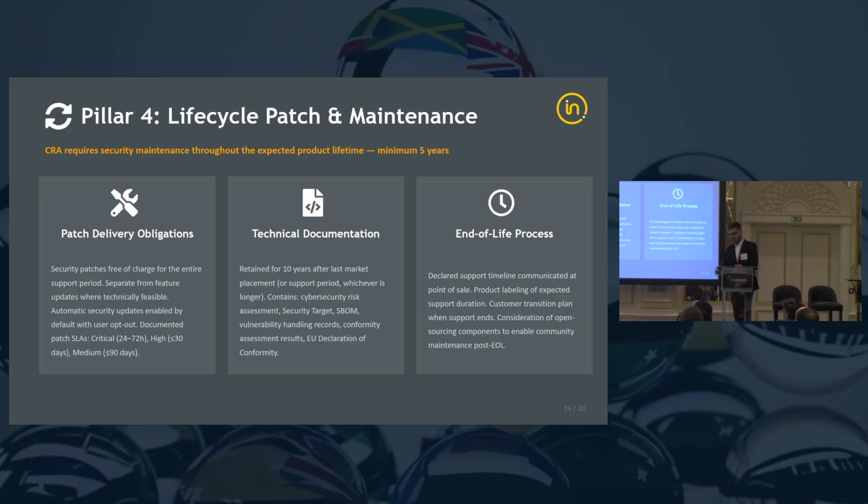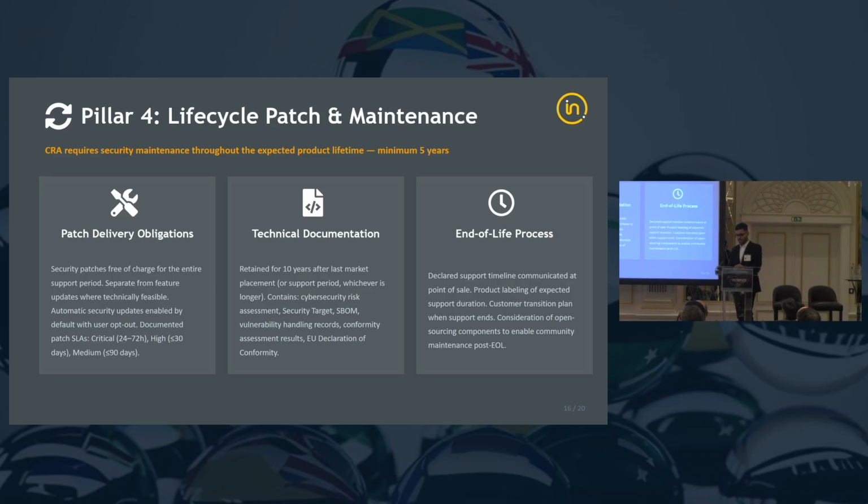So for Linux-based products, this means that you need to have the capability to backport security fixes to your deployed kernel version without pulling in feature changes that might break your product. That's a significant engineering capability that OEMs have to commit to.